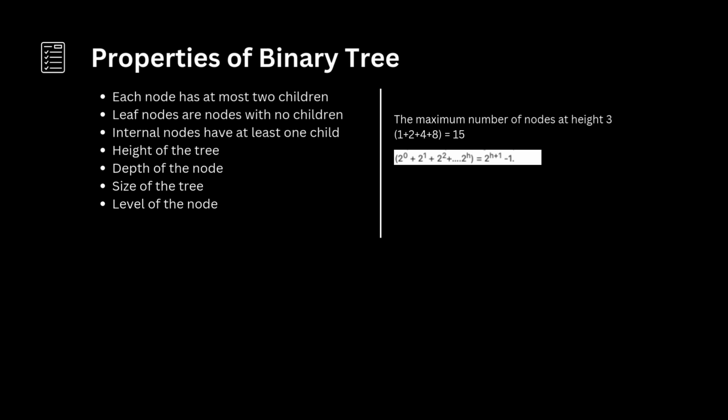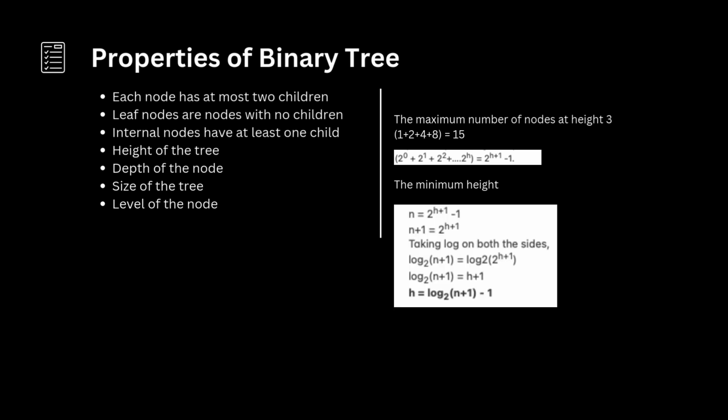The minimum number of nodes possible at height h is equal to h plus 1. If the number of nodes is minimum, then the height of the tree would be maximum. Conversely, if the number of nodes is maximum, then the height of the tree would be minimum. If there are n nodes in the binary tree, the minimum height can be computed as follows: n is equal to 2^(h+1) minus 1.